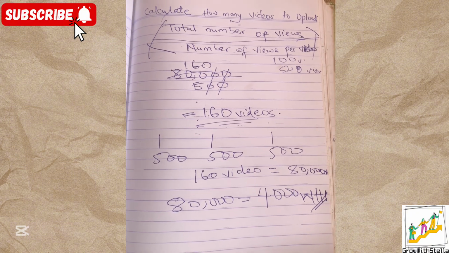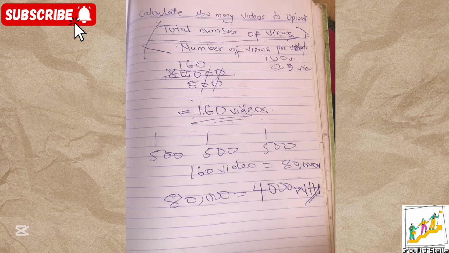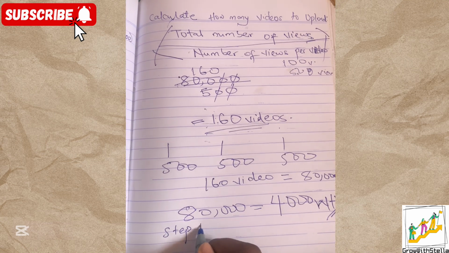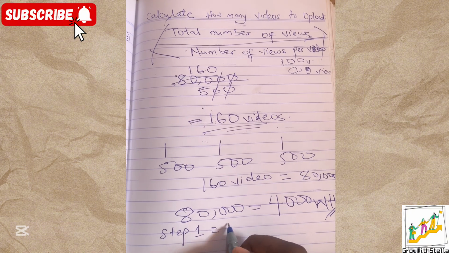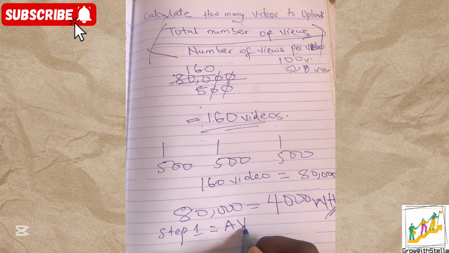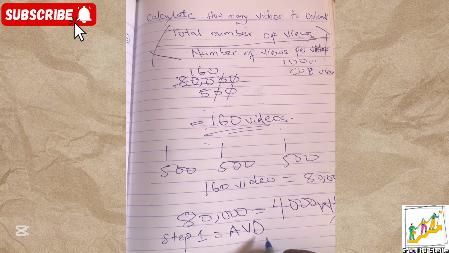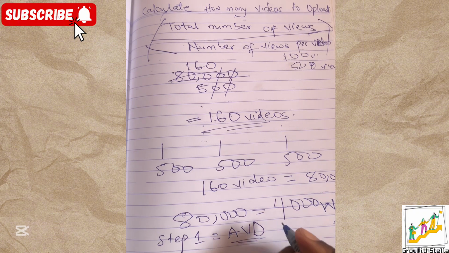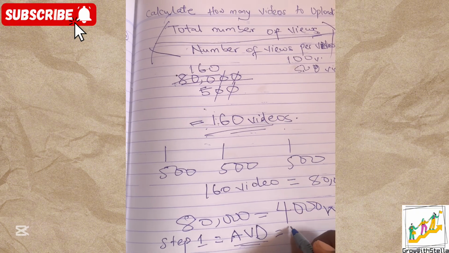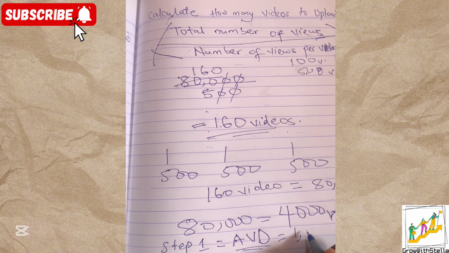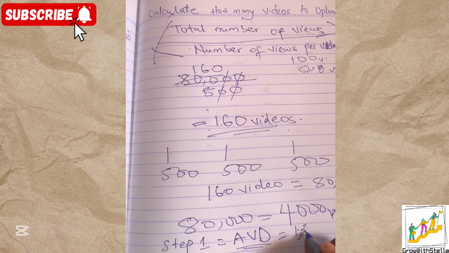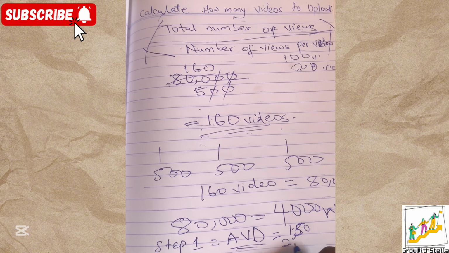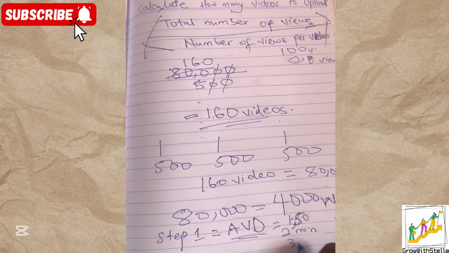And if you find it confusing, go back again and watch it. This is not hard. So step 1 is what? Go to your dashboard and get your average view duration. It is in your dashboard. You just go to your analytics and get this. It can be 1 minute. It can be 1 minute 30 seconds. It can be 2 minutes. It can be 3, whatever.